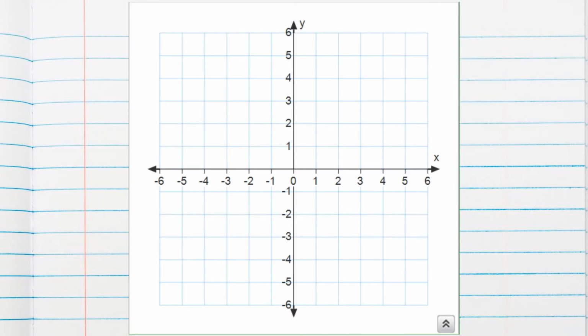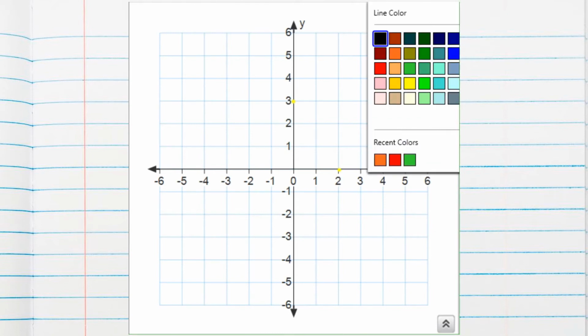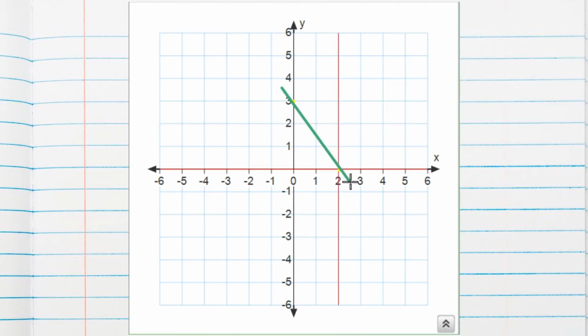From the equation, we got 2 points, isn't it? One point is 0 comma 3, that point will be on the y-axis, and one point we got as 2 comma 0. Now we will join these with a line. So this point and this point we will join.